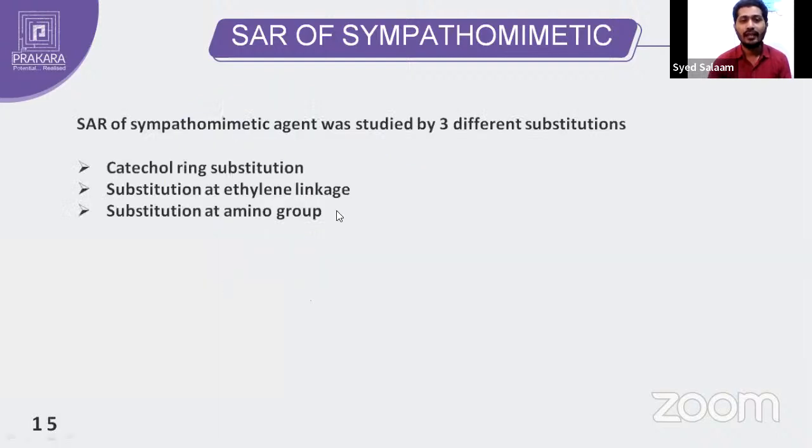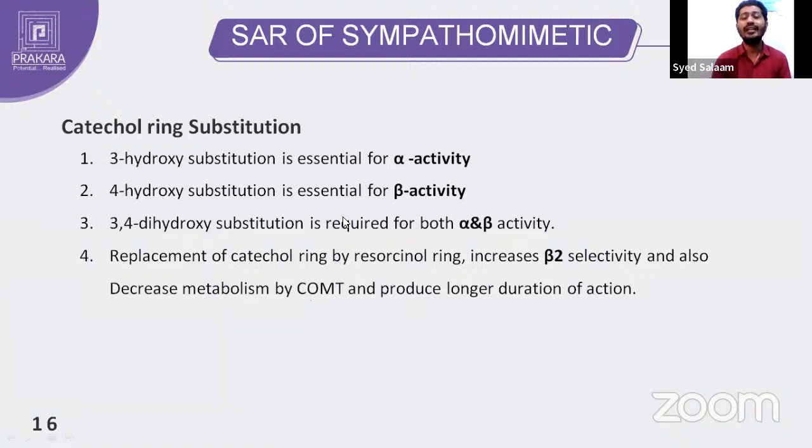Let us first see that catechol ring substitution is important here. What happens if different moieties are substituted on the catechol ring, and then the ethylenic linkage? At which position, and what sort of moieties, are possible? What happens if there is substitution, and what happens if there is no substitution? Then the amino group: it could be a primary amine, secondary amine, or even a tertiary amine. What happens to the activity if the amino group has different moieties on it? We will discuss that in that category. So first, let us see catechol ring substitution.